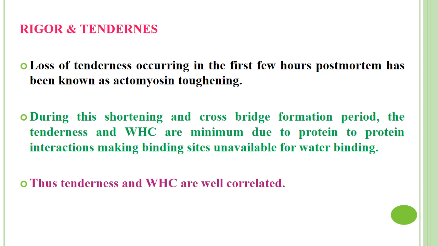Until the rigor is over, muscle will be tough, or just before rigor it may be a little tender. So during this shortening and cross bridge formation period, the tenderness and water holding capacity will be minimum, and at this stage the protein interaction makes binding sites unavailable for water binding. So water binding is less, so water holding capacity is less, and it will be less tender. So the tenderness and water holding capacity are also correlated.